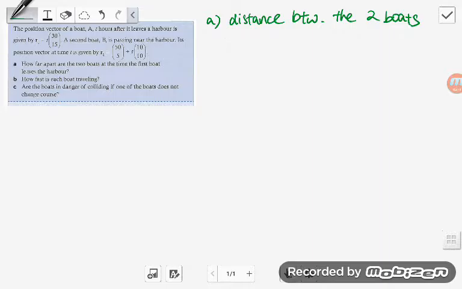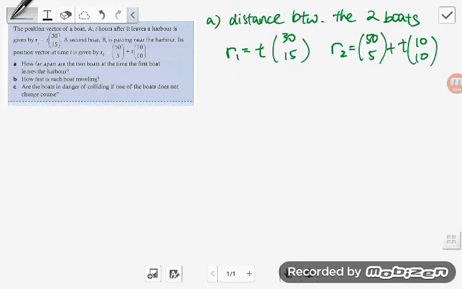Now we should be pretty familiar with finding the distance between the two boats. In other words, we're sort of finding the distance between 2 points. So my boat A has a position vector of t times (30, 15). My boat B has a position vector of (50, 5) plus t times (10, 10). So these are the position vectors with respect to time. Be careful with that.